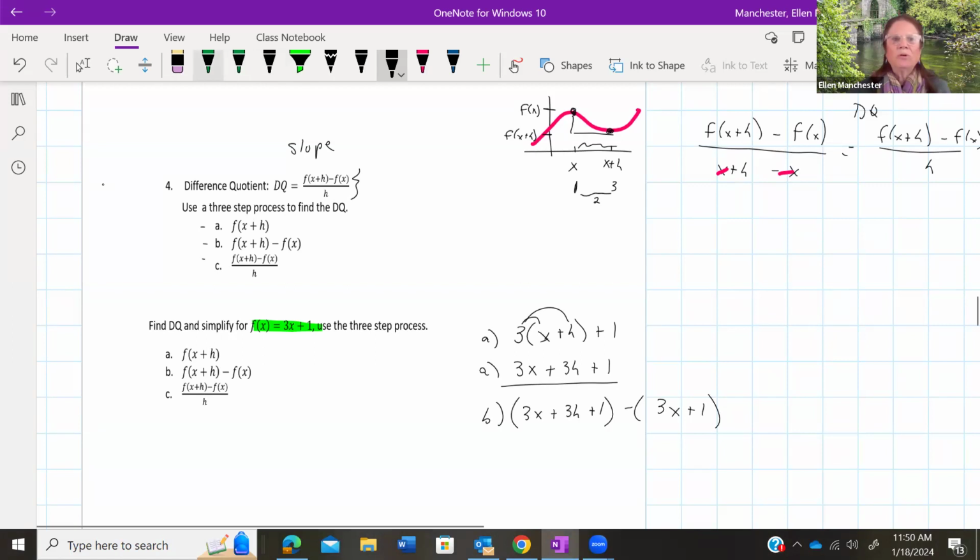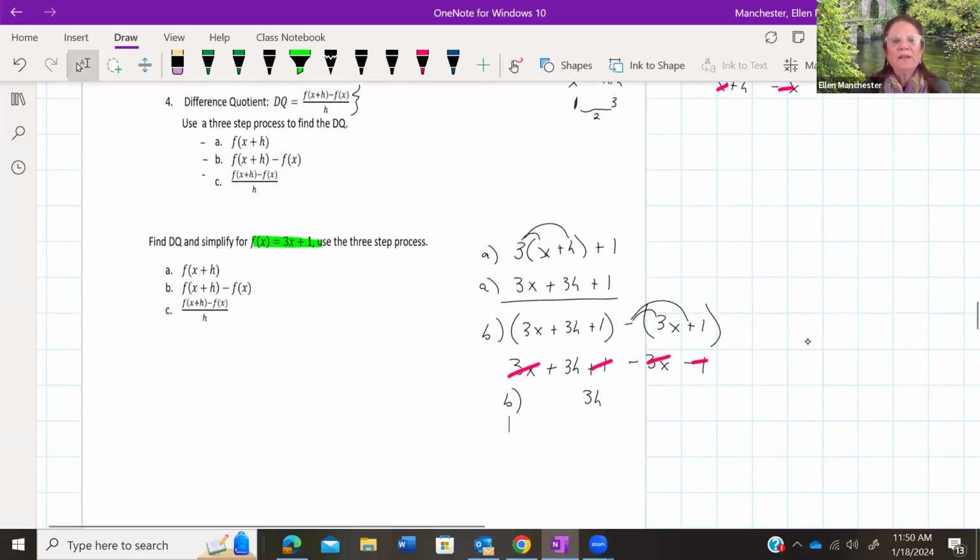So the parentheses are important. If you don't put the parentheses in, look what happens. All I'm subtracting off is just the 3x. So make sure you use parentheses, because that indicates, okay, that negative has to go through both of those. So I end up with 3x plus 3h plus 1 minus 3x minus 1. So that negative gets pushed through, it changes both signs. Now I can cancel. So all I have left is 3h, and that's my answer to B.